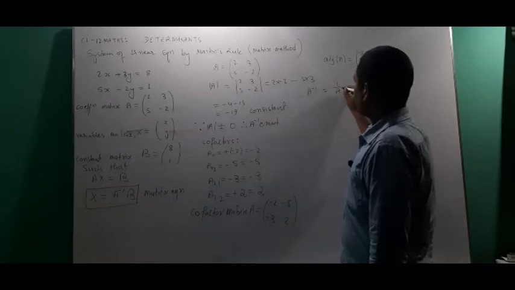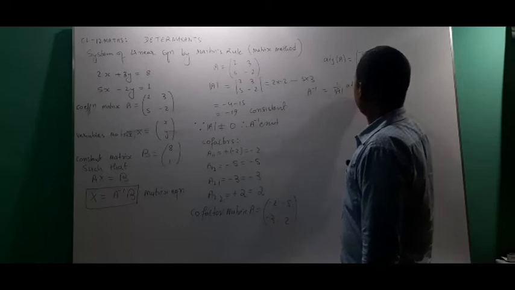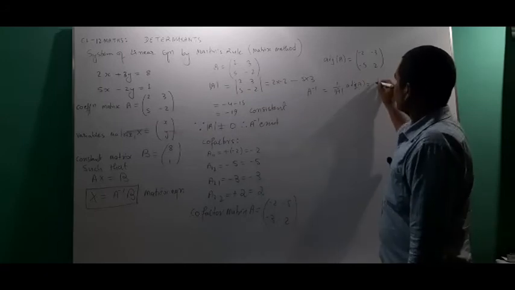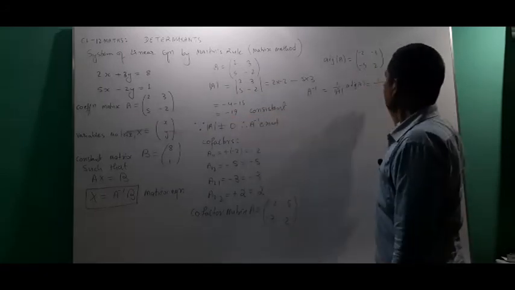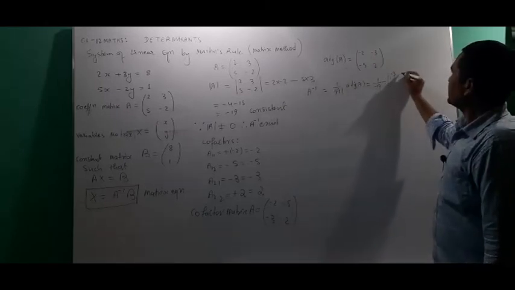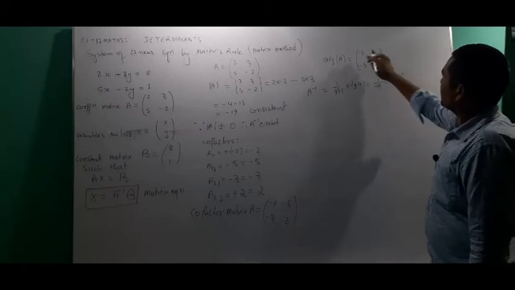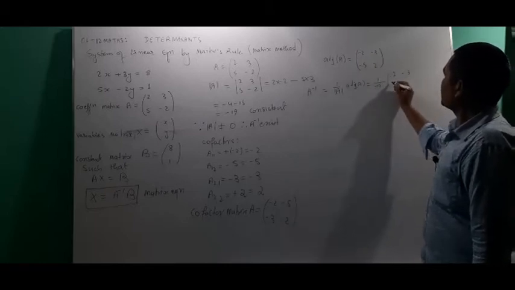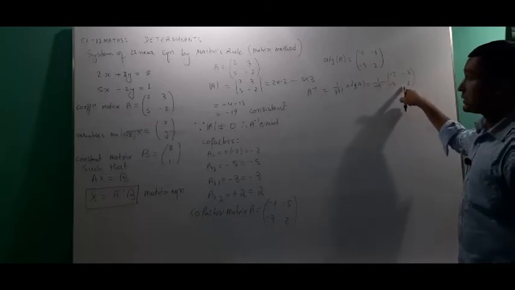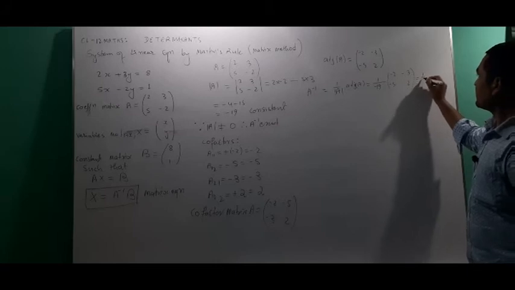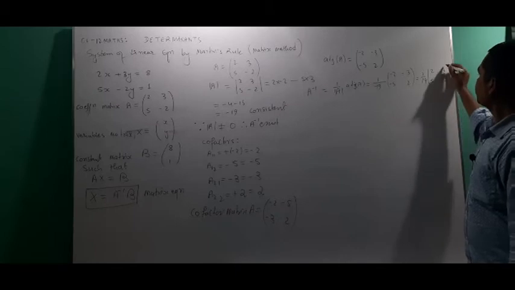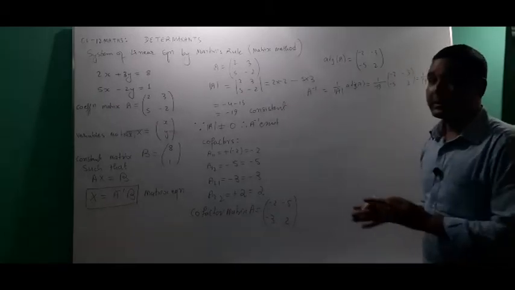1 by determinant of A, then adjoint of A. That means the inverse is 1 by determinant of A, which is how much? Minus 19. Then adjoint, how much did we get? Minus 3, minus 2, minus 3, minus 5, 2. Now let's take this minus and multiply it with all the elements of this matrix. That means 1 by 19, 2, 3, 5, minus 2.